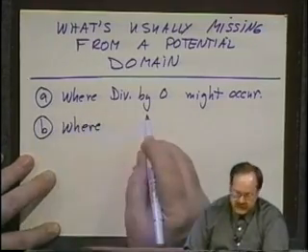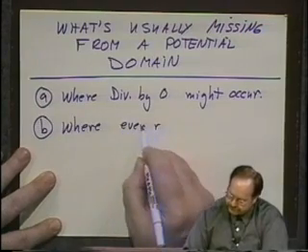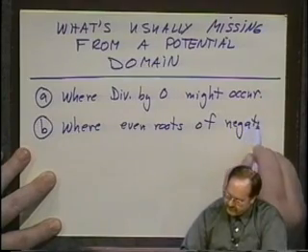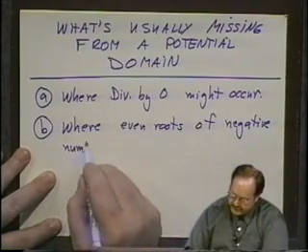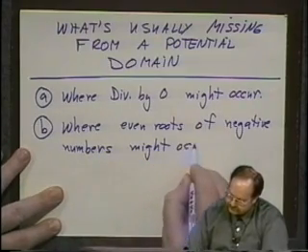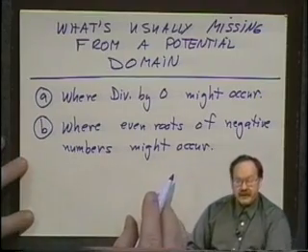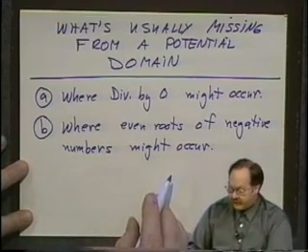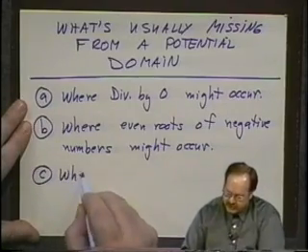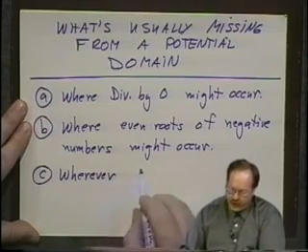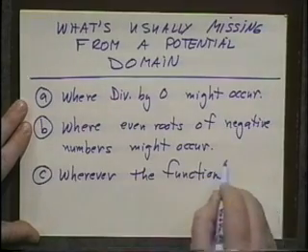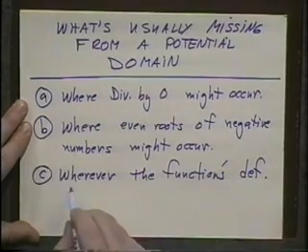Another possibility is where even roots of negative numbers, real numbers of course for us, might occur. Because those are undefined, they lead to complex numbers, and complex numbers are not what we are dealing with so far in this course. And also, just as a generic final statement, wherever the function's definition forbids.